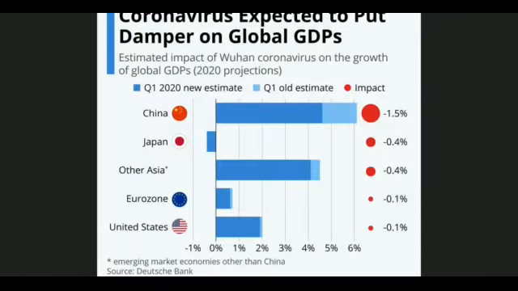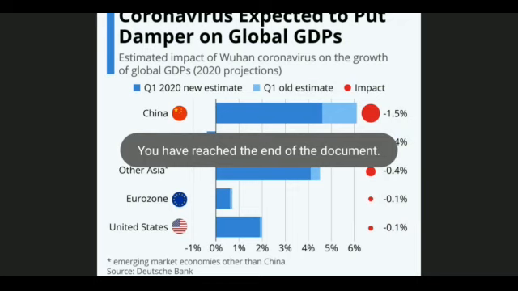So what's next? How has it dampened the GDP around the world? For China, the coronavirus has taken 1.5% of the GDP. For Japan, it's 0.4, other Asian countries 0.4, Eurozone 0.1, United States 0.1.